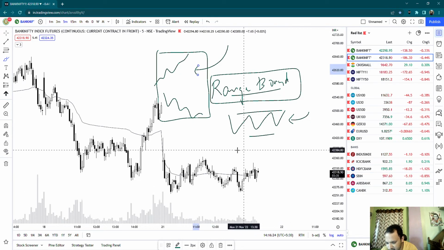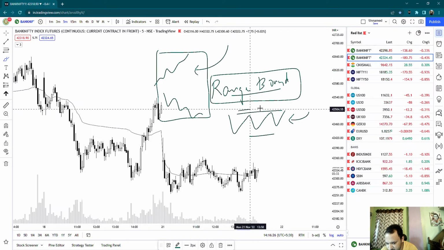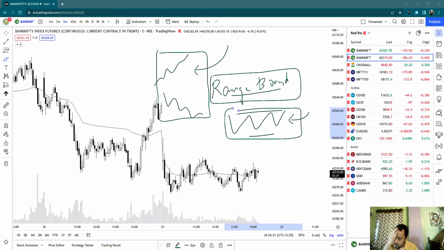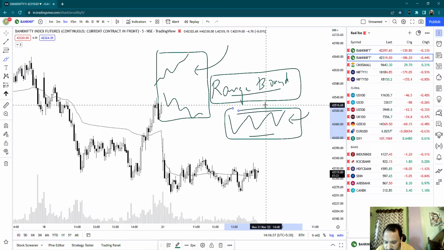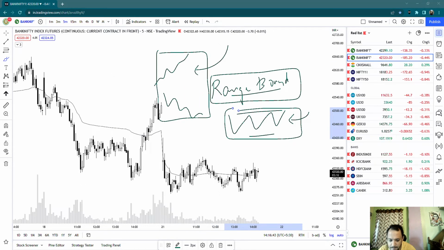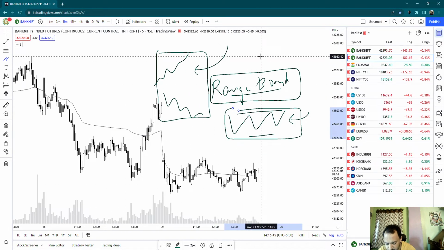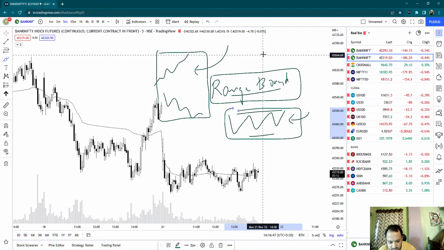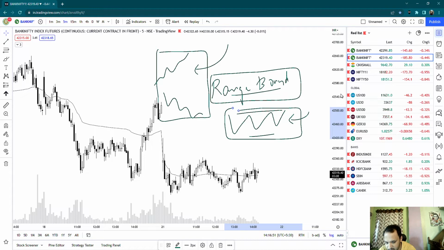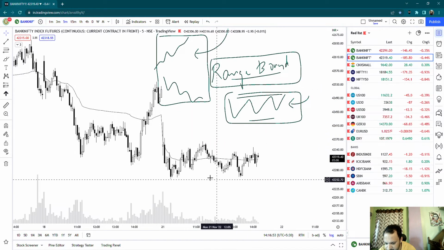So let's take today's example, because this sort of range bound day where everything goes sideways is very rare. We might not see it all the time. You probably see it once or twice every month. Most common is this sort of a day where some things are going up and some things are going down. So what happens on a range bound day? Let's see today's day as an example. It's very heavily range bound.